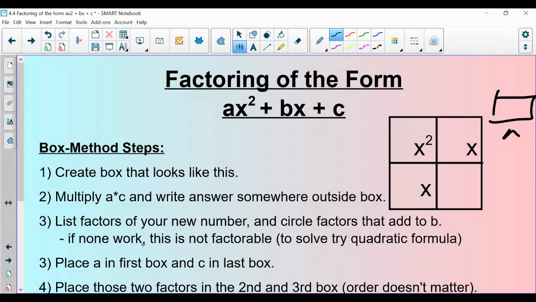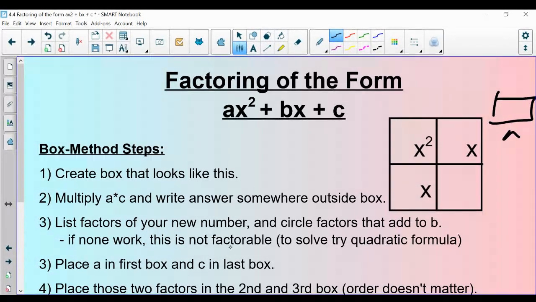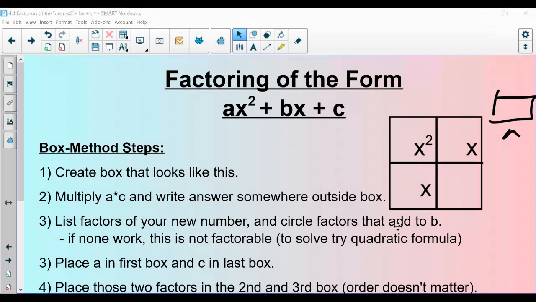I do want to say if none of these factor pairs would ever add to the middle term, it's not factorable. That doesn't mean we couldn't solve it. This whole chapter is on solving quadratics, and we're going to learn a bunch of different ways. It just means that we can't solve it using this method. We can't solve it using factoring.